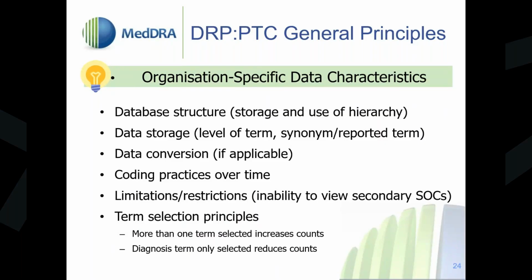And of course, for term selection principles, one of the questions that comes up is, does your organization have a one-to-one correlation of verbatim to MedDRA code? Or are you allowed to select as many LLTs as apply? For example, on the AE reports, if you receive a diagnosis with a sign or symptom, are you only selecting an LLT for the diagnosis, or are you coding the diagnosis as well as the signs and symptoms? Because it's going to affect the counts of terms, which will impact your AE profile.